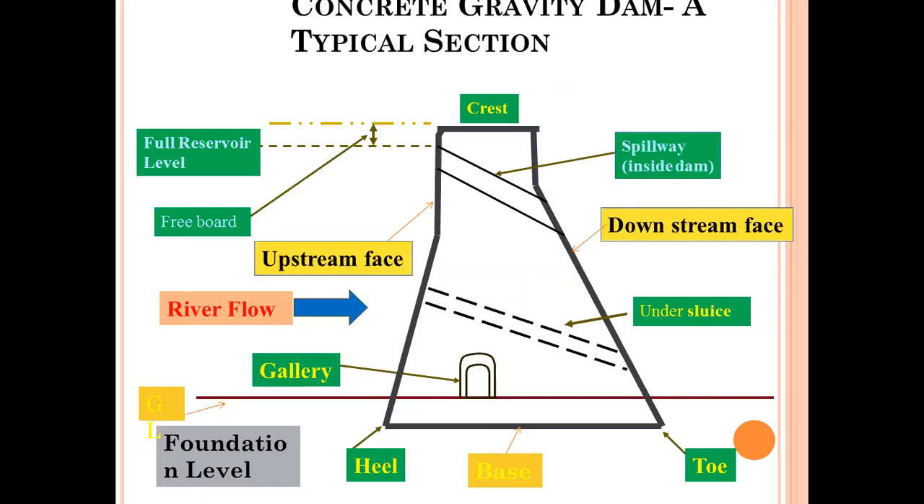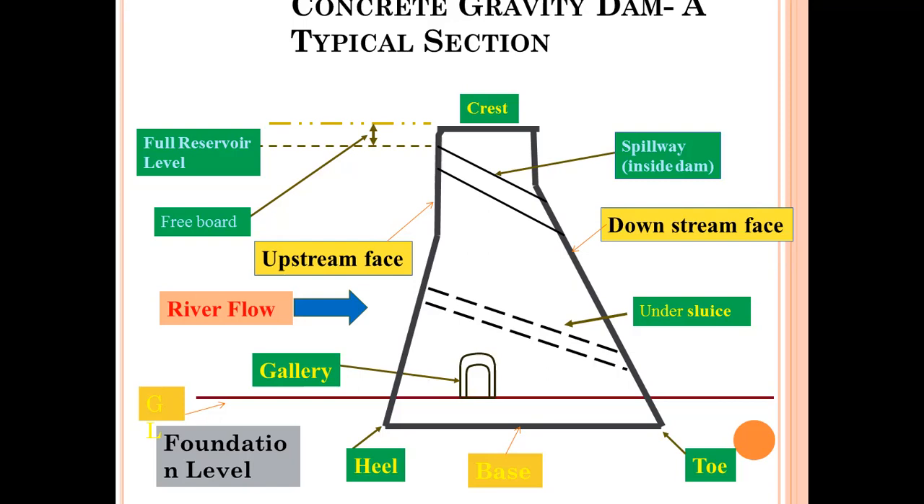Before going to the dam's details, what is the structure of the dam? This line represents the dam. So, the dam shape is like that. The dam backside is called the upstream face and the dam front side is called the downstream face. In the upstream face, a reservoir is formed. The highest full level of the reservoir is called the full reservoir level, FRL.